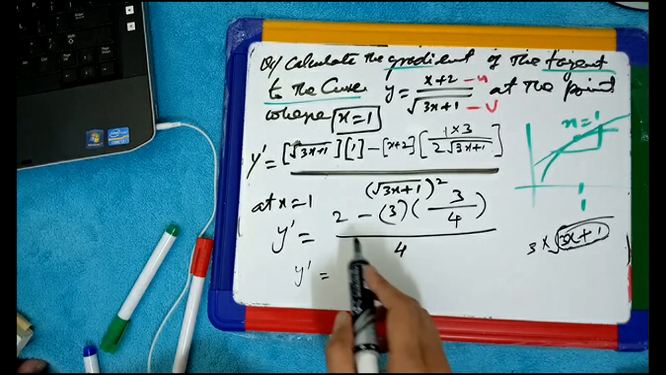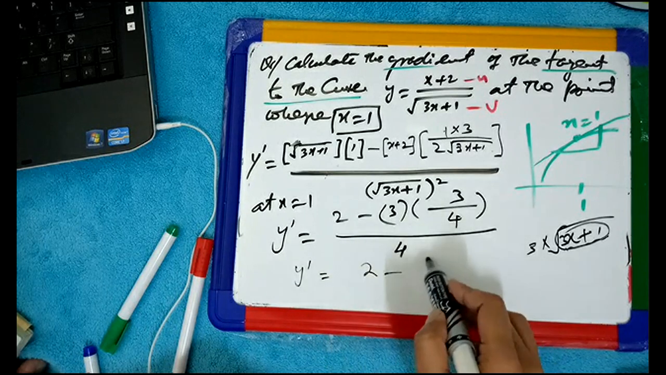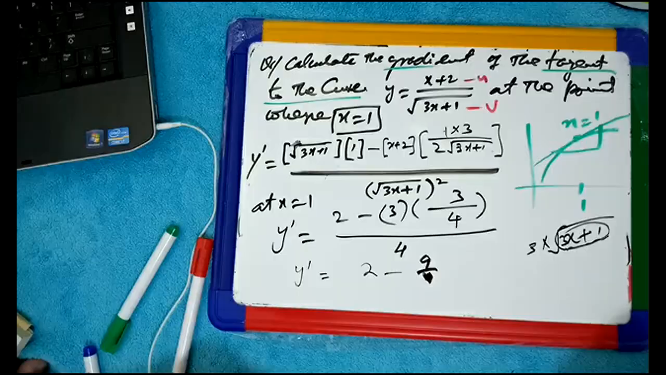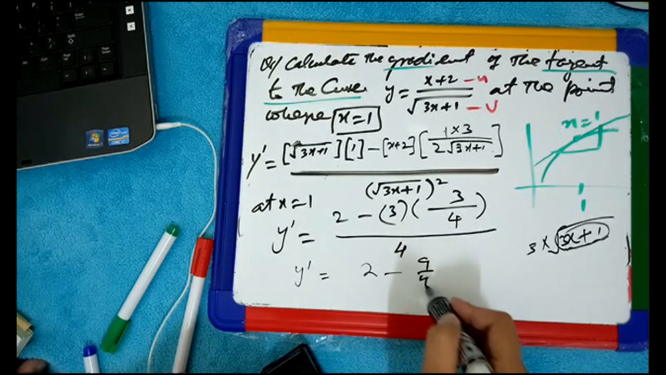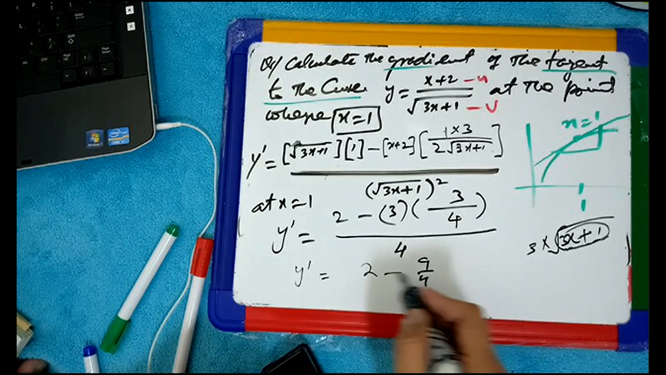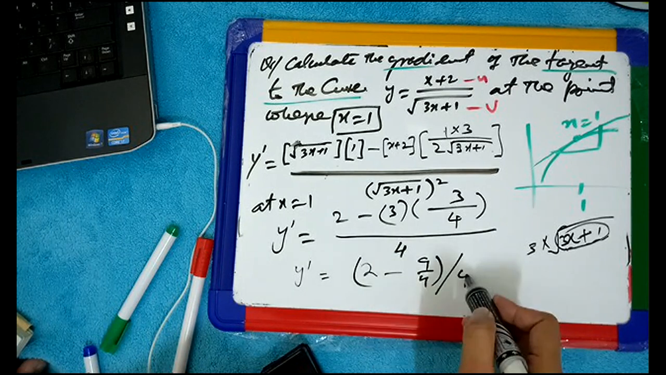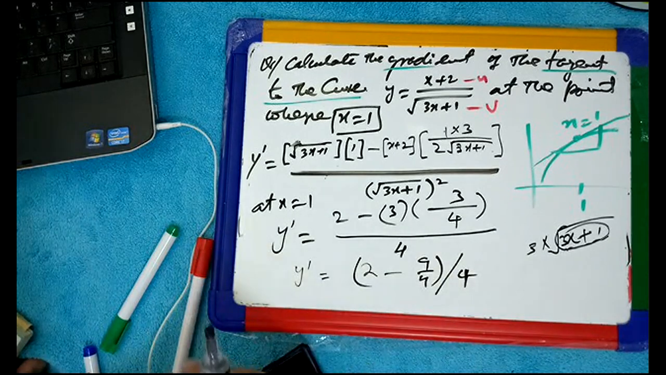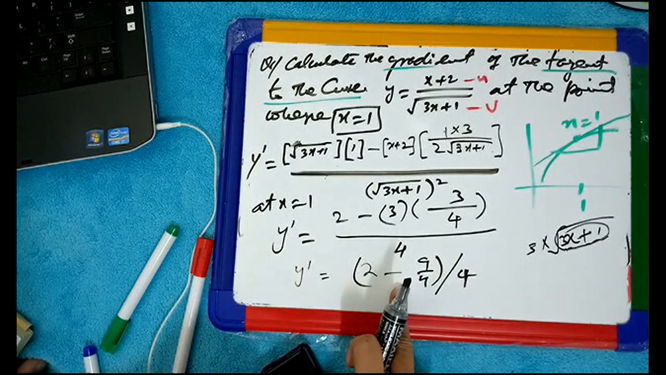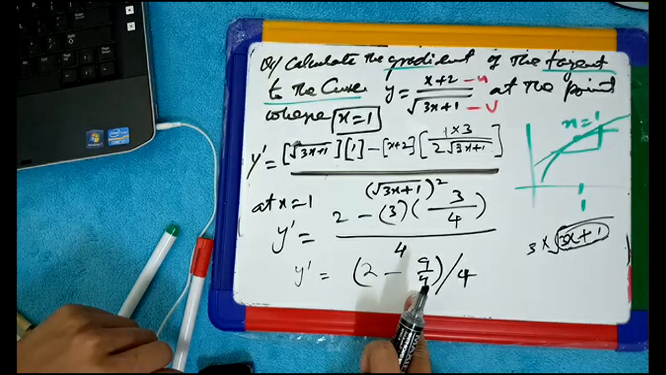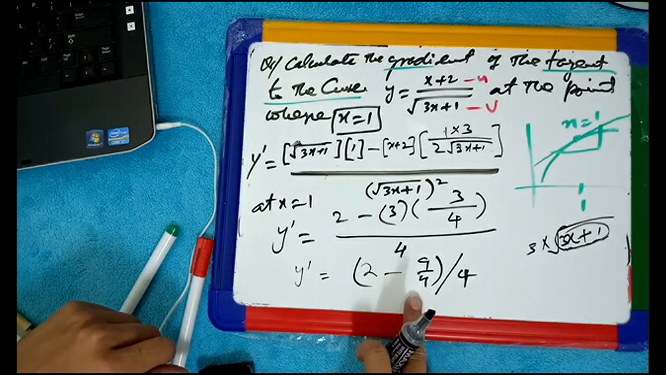The 2 minus 3 is 9/4. Yeah, 9/4. So 9/4, and this whole divided by 4. You can solve this by calculator also. First you will calculate 2 minus 9/4, and whatever the answer will come, divide by 4.